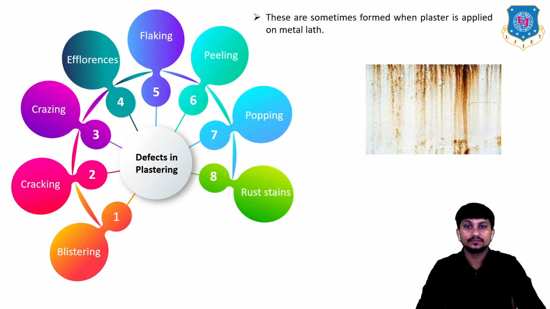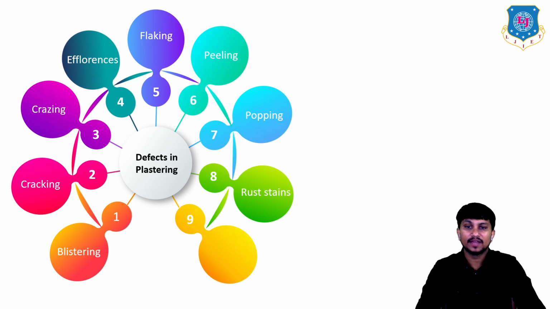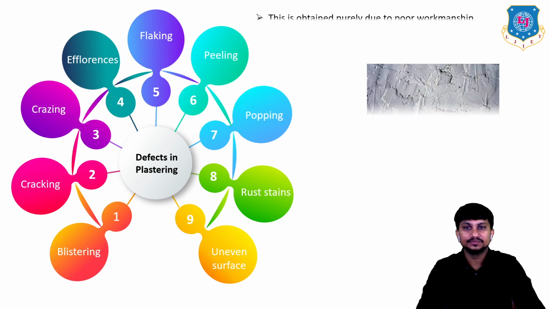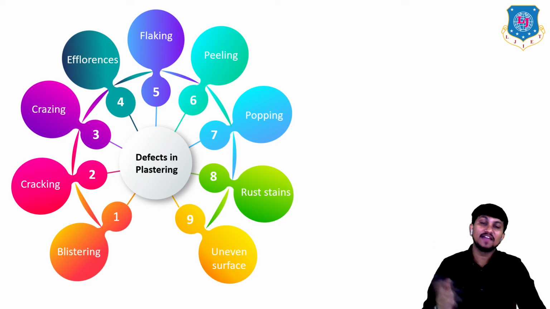Okay, and the last type of defect is uneven surfaces. This is obtained purely due to poor workmanship. Okay, if the labor does not do proper work, this type of defect is seen in a number of walls, which is called uneven surfaces. Okay? So these are the various types of defects observed in plastering.